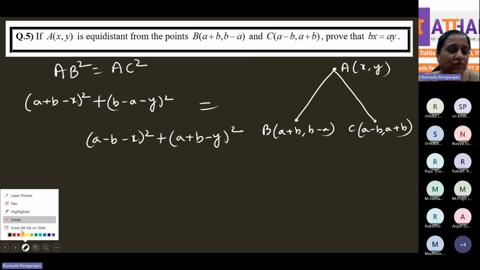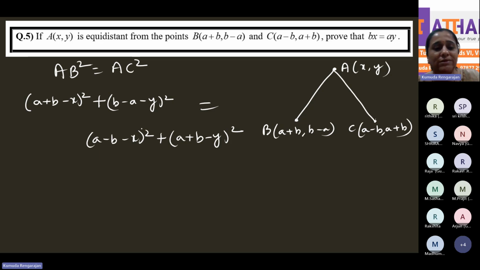If AB is equal to AC, that means AB square will be equal to AC square. Then you can just write x2 minus x1 the whole square plus y2 minus y1 the whole square. You don't have to put the square root symbol because you're writing AB square. While writing the distance formula, because you're writing AB squared, don't put the square root. Simply write x2 minus x1 the whole square plus y2 minus y1 the whole square is equal to x2 minus x1 the whole square plus y2 minus y1 the whole square.